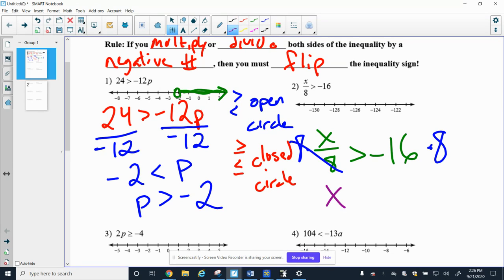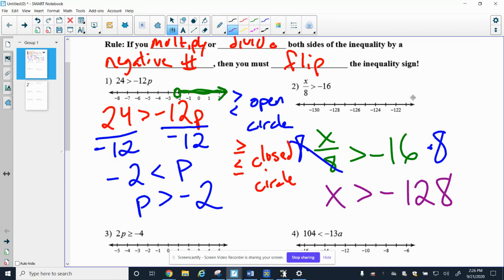Now here, this is a common misconception. People will see this negative number on the right and think, oh, I flipped my sign. No. Okay, we multiply by positive 8. We multiply by a positive number. We don't flip our sign. So it's still greater than. Then we do negative 16 times 8. That's negative 128. So x is greater than negative 128.